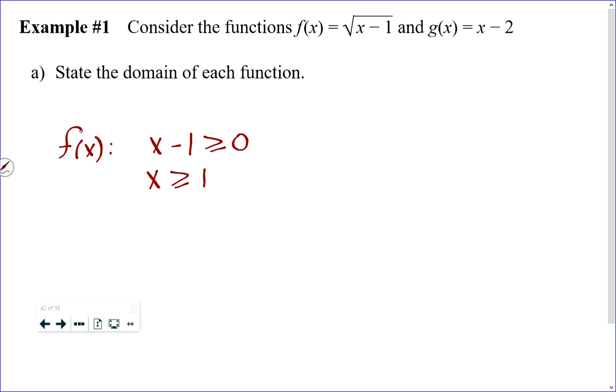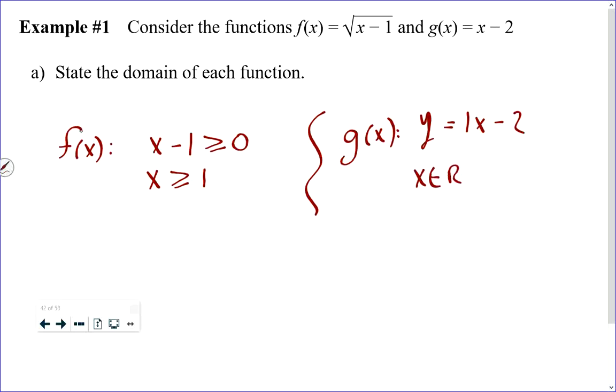When you take a look at g of x, it is a linear function, y equals 1x minus 2. That means it's a line with a slope of 1 and a y-intercept of negative 2. Not much thinking goes on there. x must be an element of the real number set. Done.